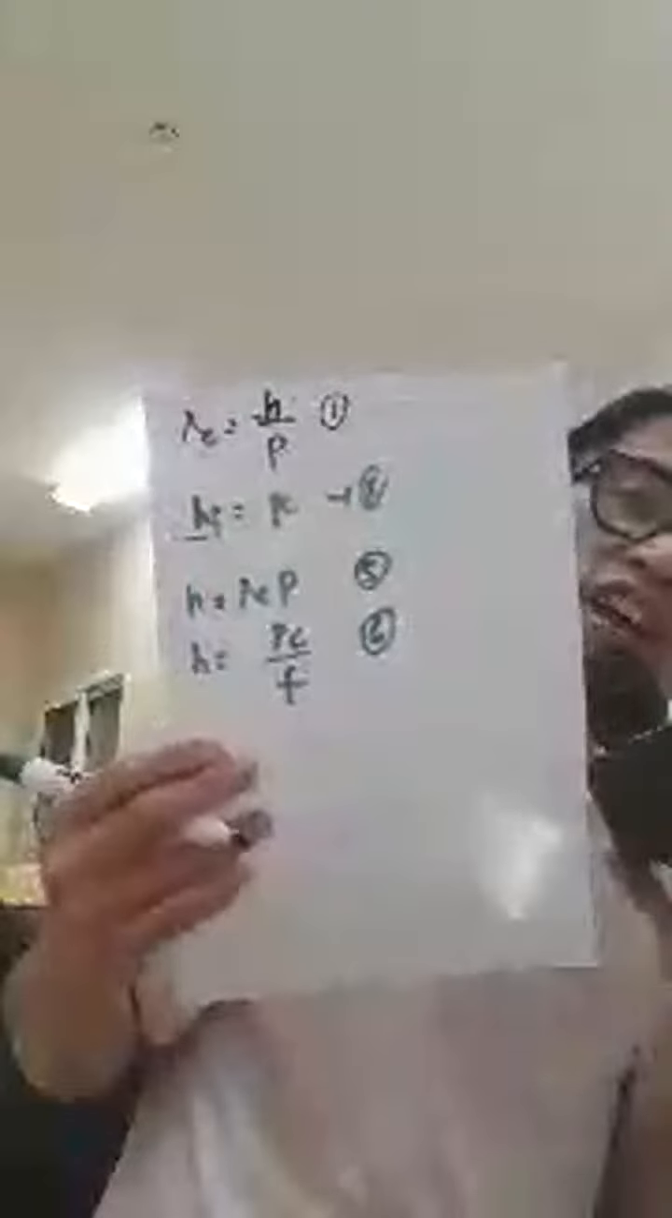Now notice the h and the h. Let's say this is equation number 5 and this is equation number 6. What do you notice? They are both the same quantity, h. So we can equate 5 and 6. Lambda e times p in equation 5 is equal to pc over the frequency in equation 6.